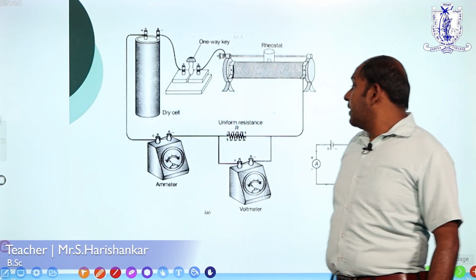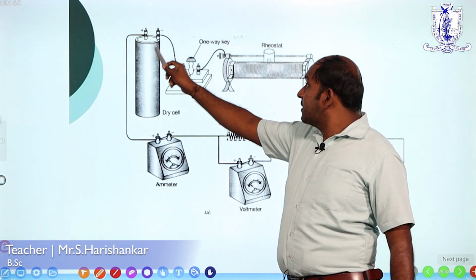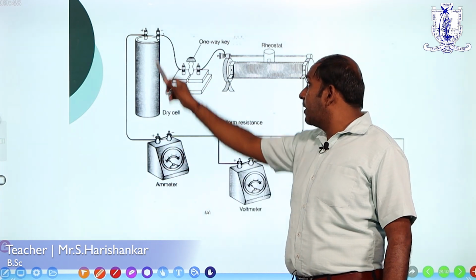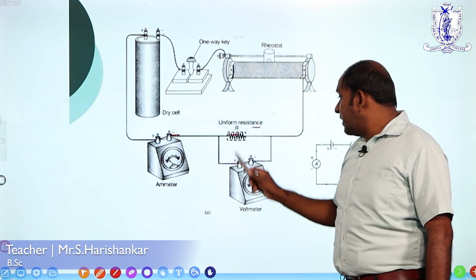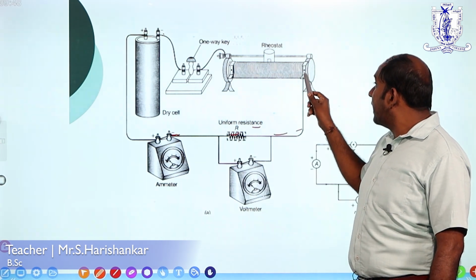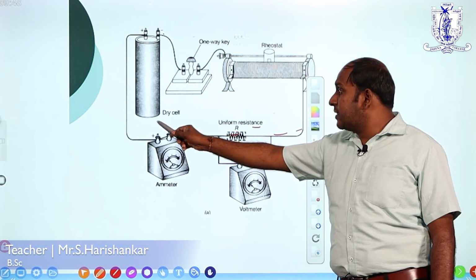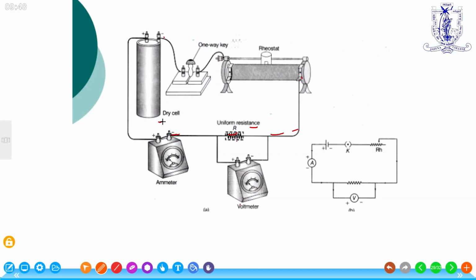And a simple experiment, Ohm's law. The first thing is the battery's positive terminal and the ammeter connected in series, and then next the uniform resistance, and the voltmeter is connected in parallel, and then here it is connected to the rheostat. Here the voltage is a fixed value, but the rheostat resistance is changing, and for the particular uniform resistance the voltage and current are verified. And this is a one-way key, a switch type of key. There are different types of keys, but this is one type.